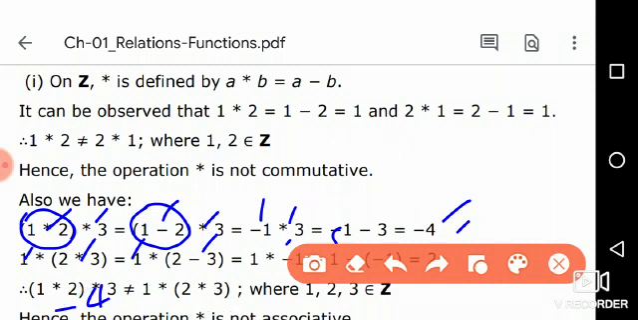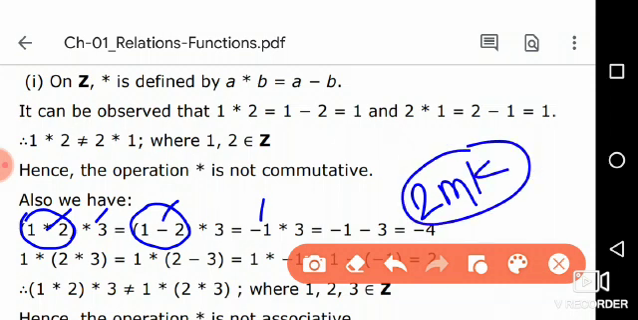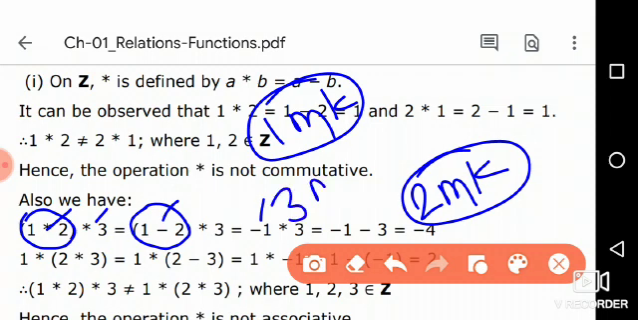My dear students, the associative law in the examination will be given for 2 marks and the commutative law will be given for 1 mark. If the problem is given for both the laws, the total marks for this question is 3 marks.